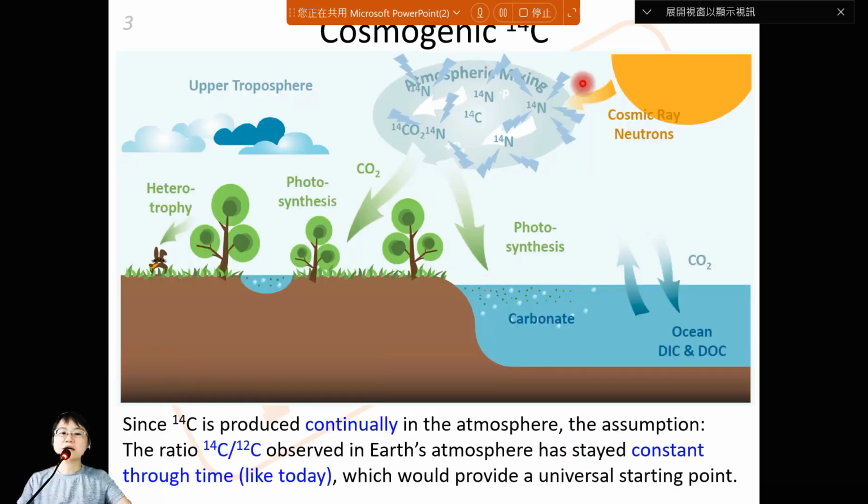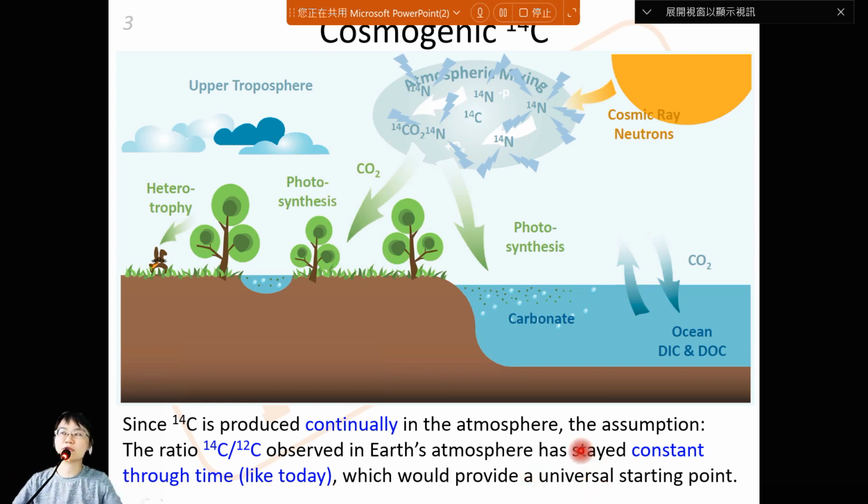Cosmogenic C14: cosmic rays are still present today. They have acted for many, many years. That's the reason we can assume that the C14 flux today is the same as maybe 1,000 or a few thousand or even 5,000 years ago. C14 is produced continually in the atmosphere. So the assumption is that the ratio of C14 to C12 observed in Earth's atmosphere has stayed constant through time, like today, which provides a universal starting point.